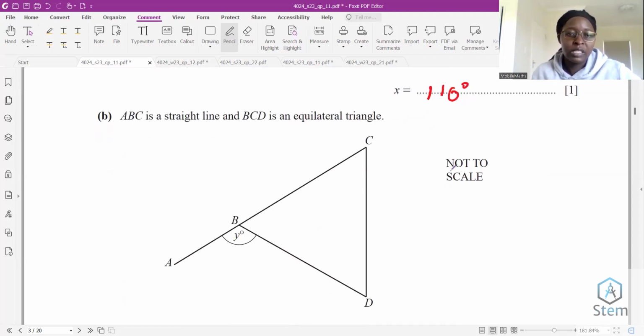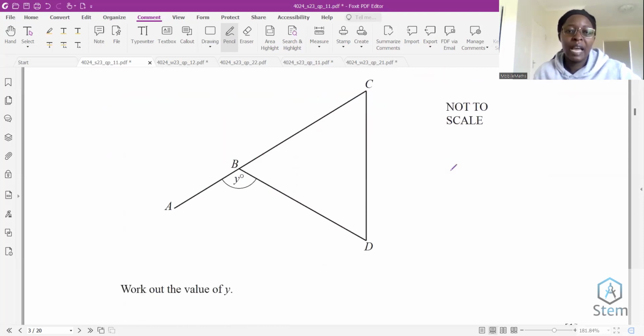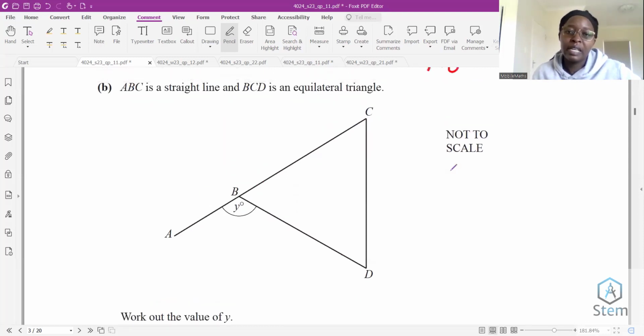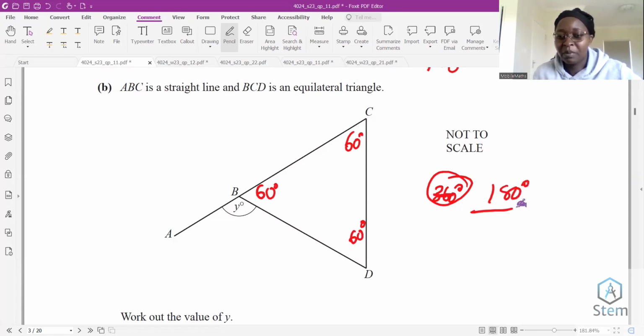Fine. Now we have AB is a straight line, and BCD is an equilateral triangle. What we know from an equilateral triangle is that all the angles are equal. So if all the angles are equal, it means this is going to be 60 degrees, 60 degrees, 60 degrees, because all the angles in a triangle add up to 180 degrees. So if you add 60 plus 60 plus 60, you get 180 degrees.